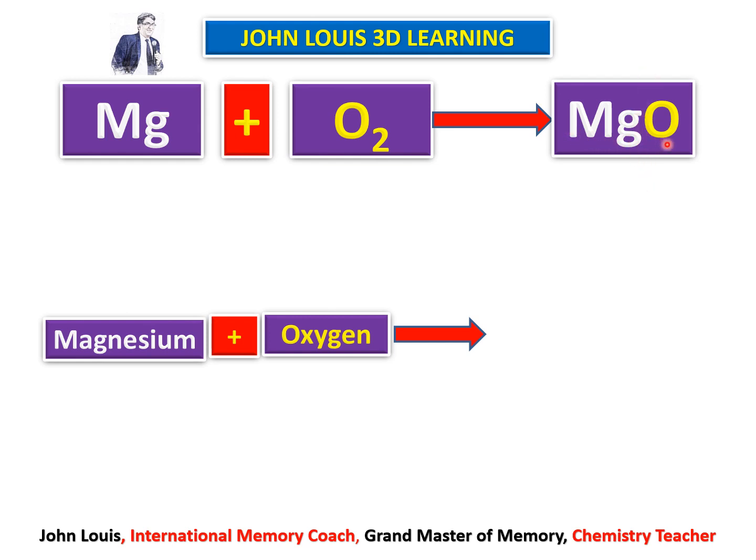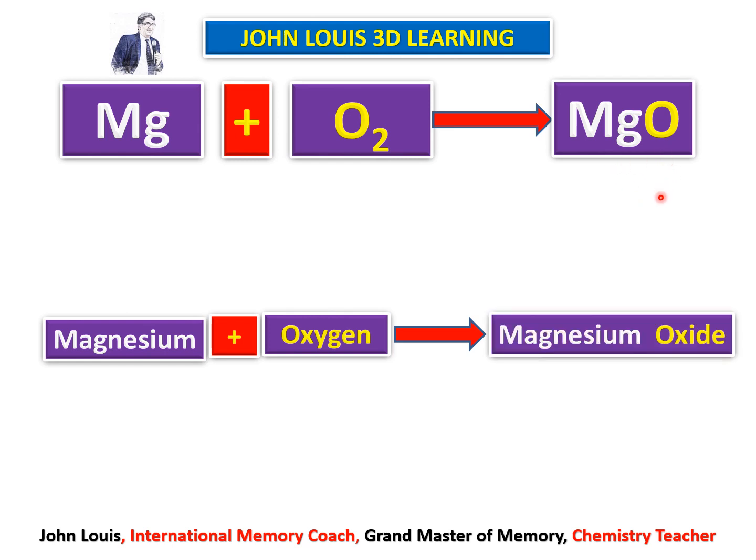So in the formula we should be able to decipher into positive ion and negative ion. What is the name of the positive ion and what is the name of the negative ion? So here in MgO, we cannot simply memorize MgO. We should be able to divide this into positive ion and negative ion. Magnesium is positive, oxide is negative, therefore this is magnesium oxide. Okay, Mg is magnesium, O2 is oxygen, MgO is magnesium oxide.